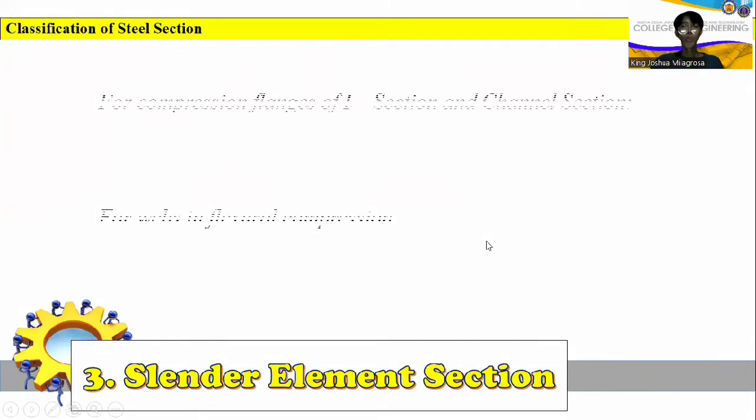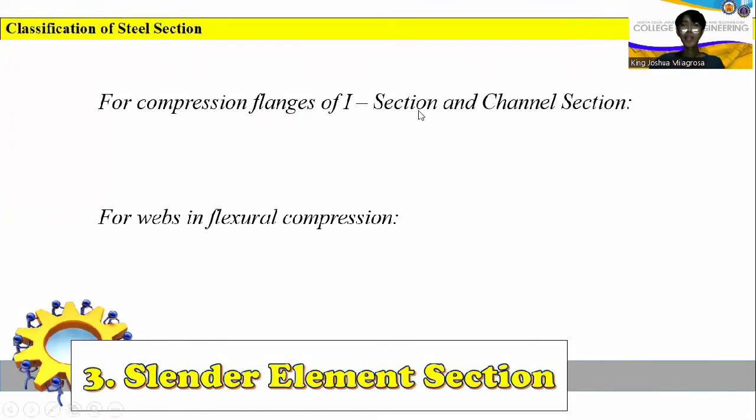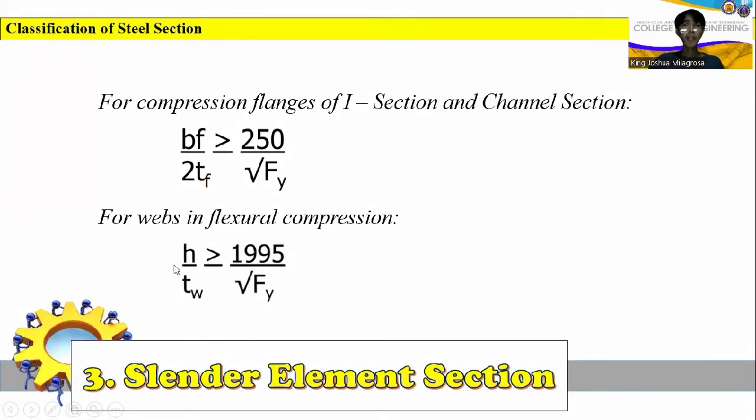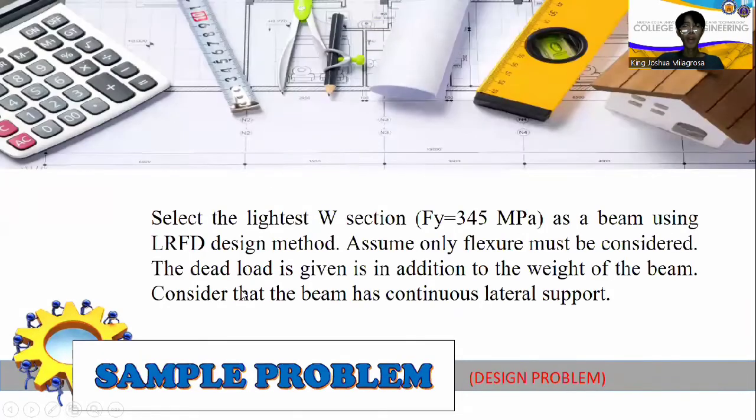So, for compression flanges of I section and channel section, dapat yung quotient ng base flange all over twice the thickness ng flange is greater than naman or equal to the quotient of 250 over the square root of Fy. So, for webs in flexural compression naman, dapat yung quotient ng H over thickness ng web is greater than or equal to the quotient of 1,995 all over square root of Fy.